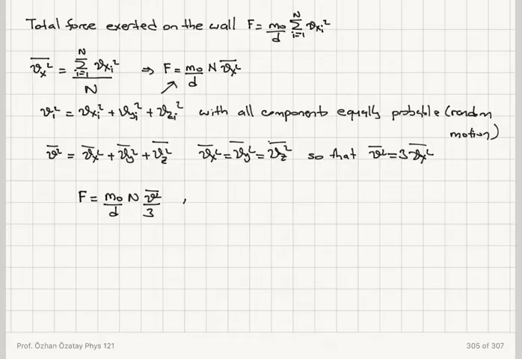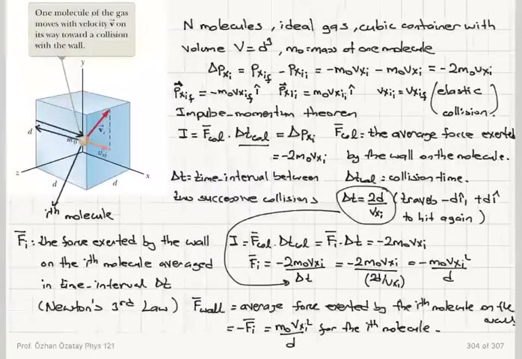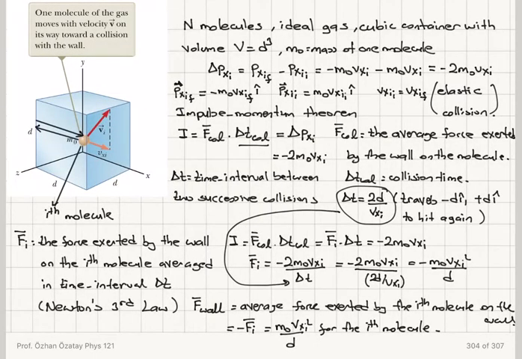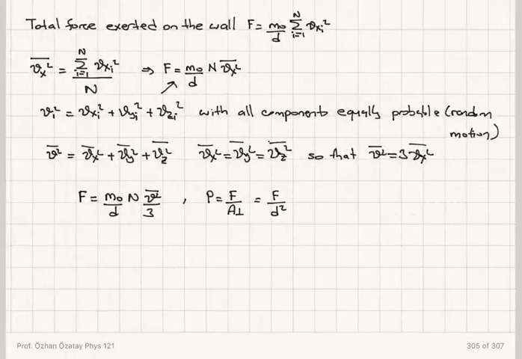And also pressure is force divided by area, perpendicular area. So it's the force per area of the side here. So that is this area A. So I can calculate the pressure to be F divided by D squared is equal to M0 divided by D cube and V square bar divided by 3.